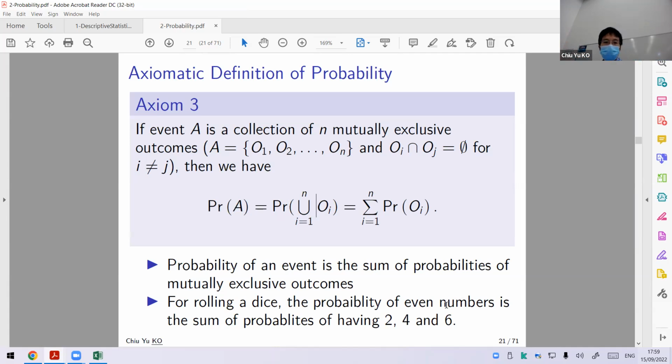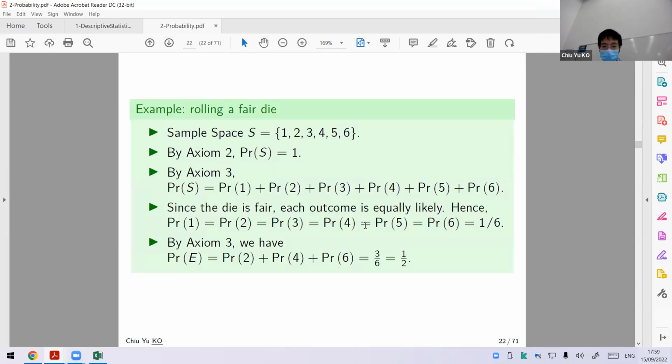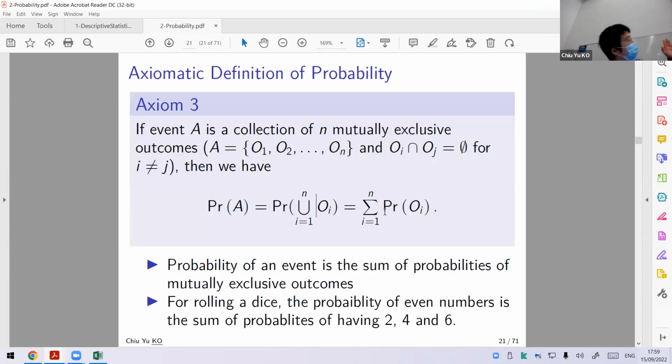But you may try to think what is the bite of this statement. If you want technical, the real bite is that this argument extends to infinitely many outcomes. We don't go into this detail, but if the event has infinitely many outcomes, added together it is still the same. So this is non-trivial. This one has some bite already. But this is the main thing here.